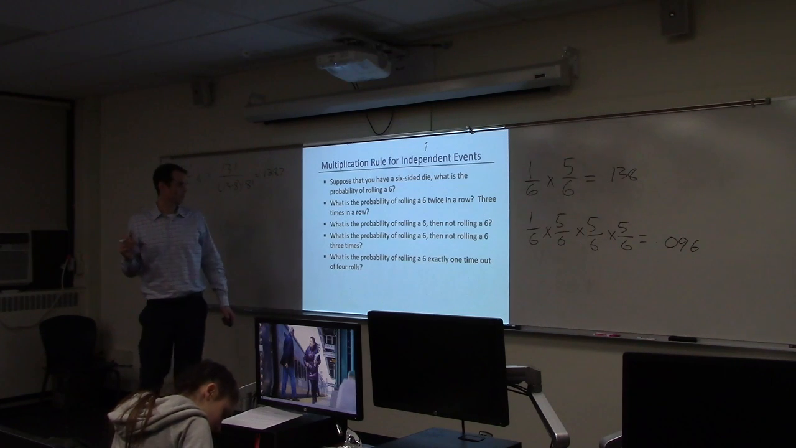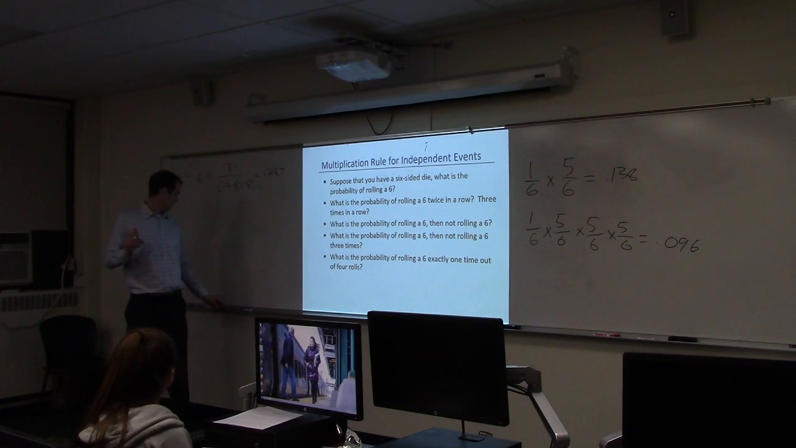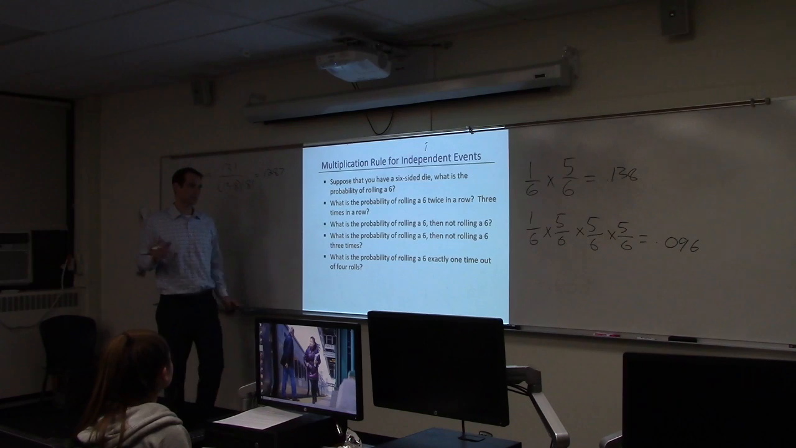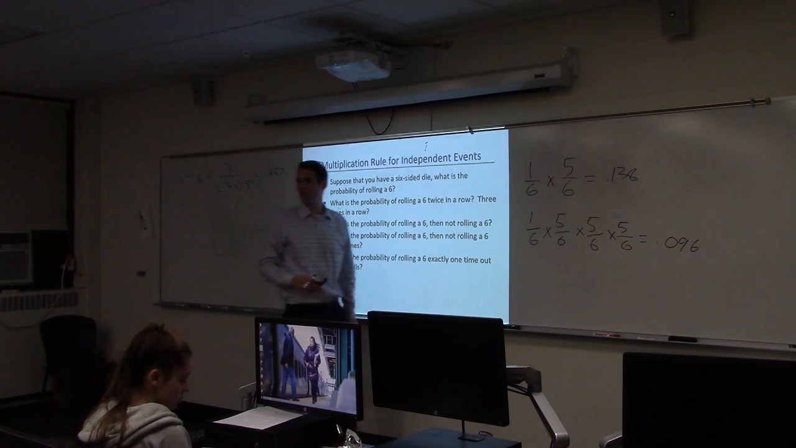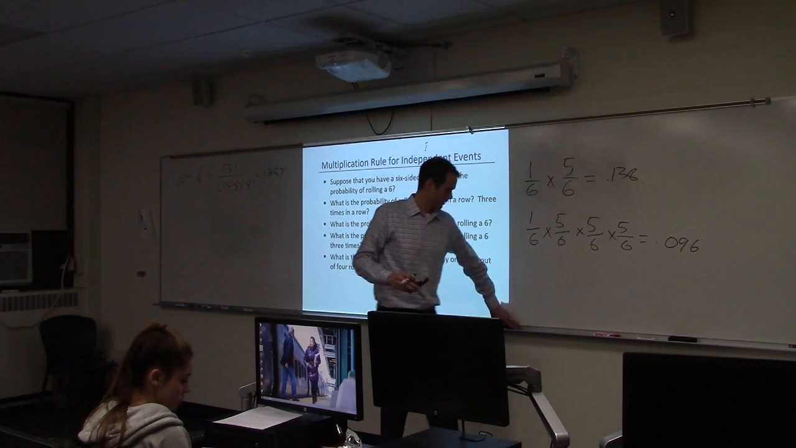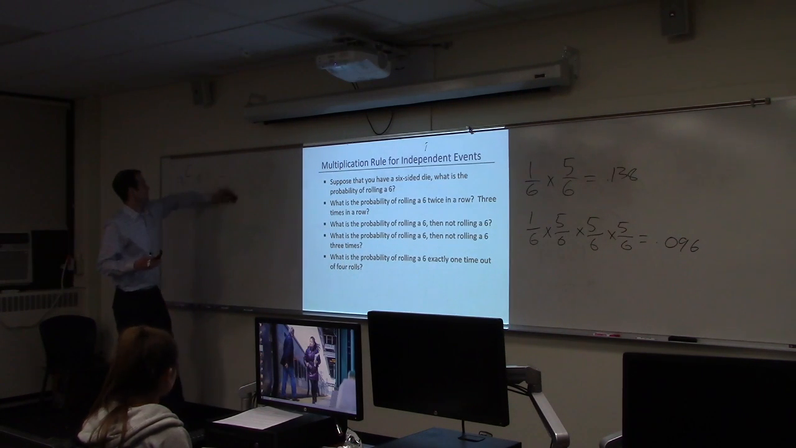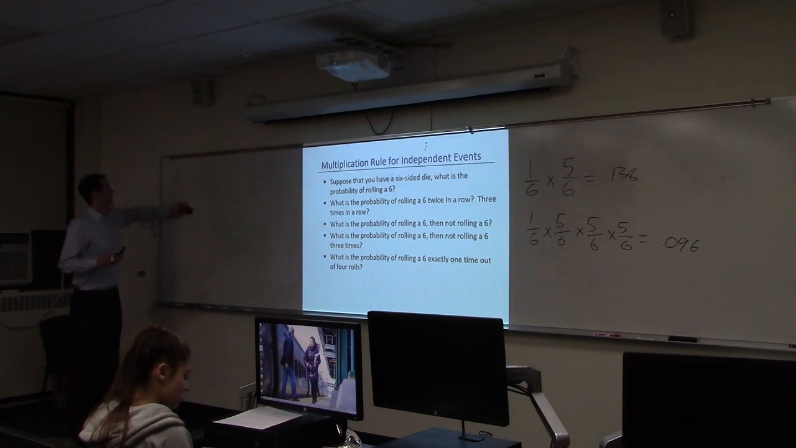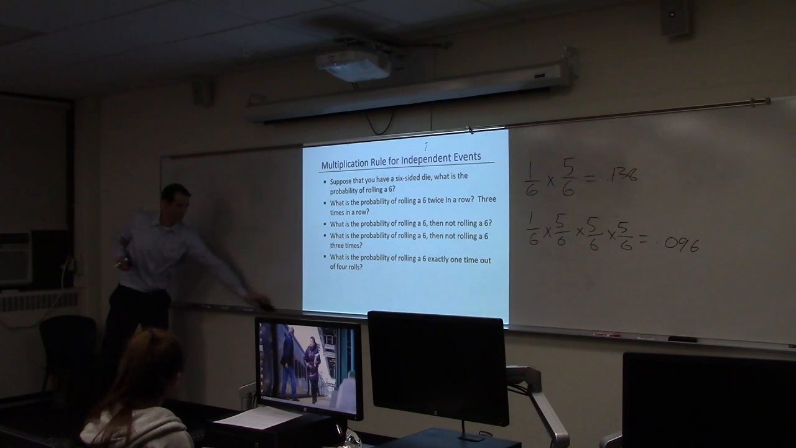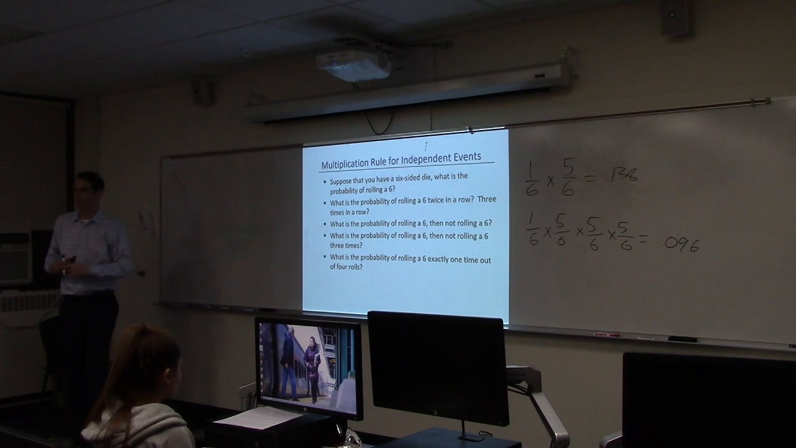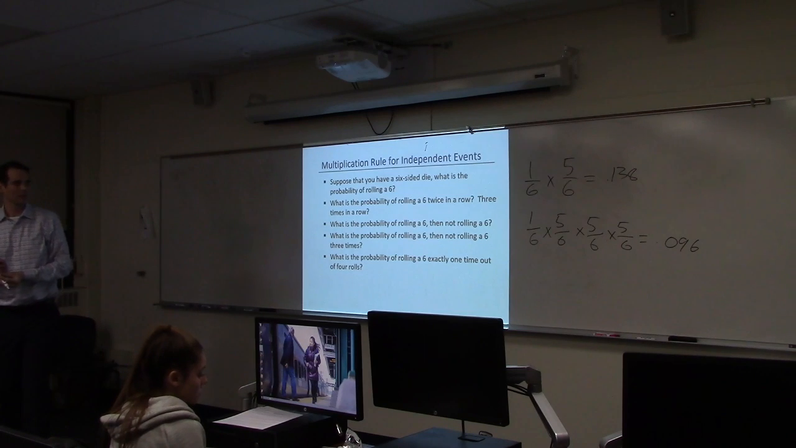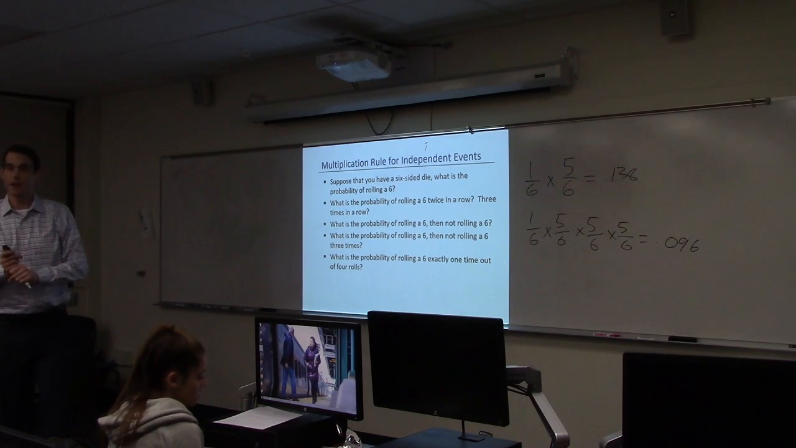Now, what is the probability of rolling a 6 exactly 1 time out of 4 rolls? How do we answer this question? Is that not the same question?